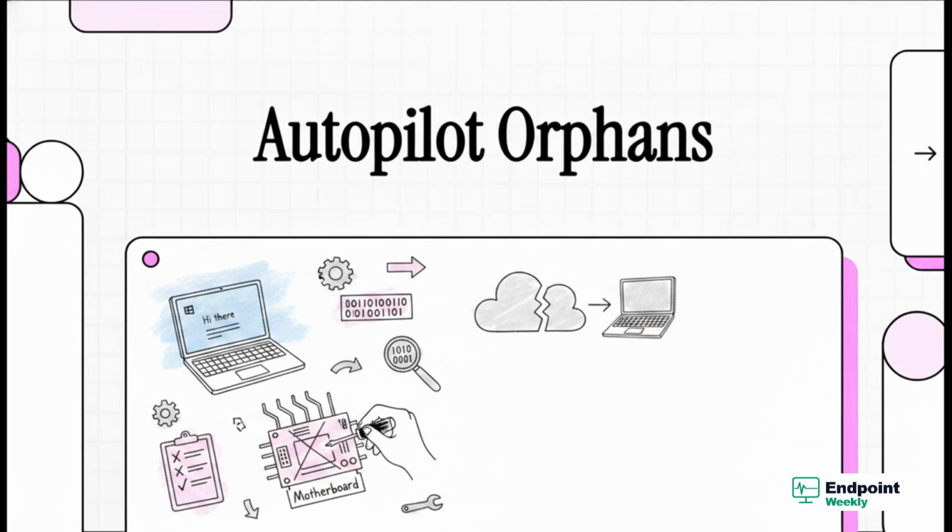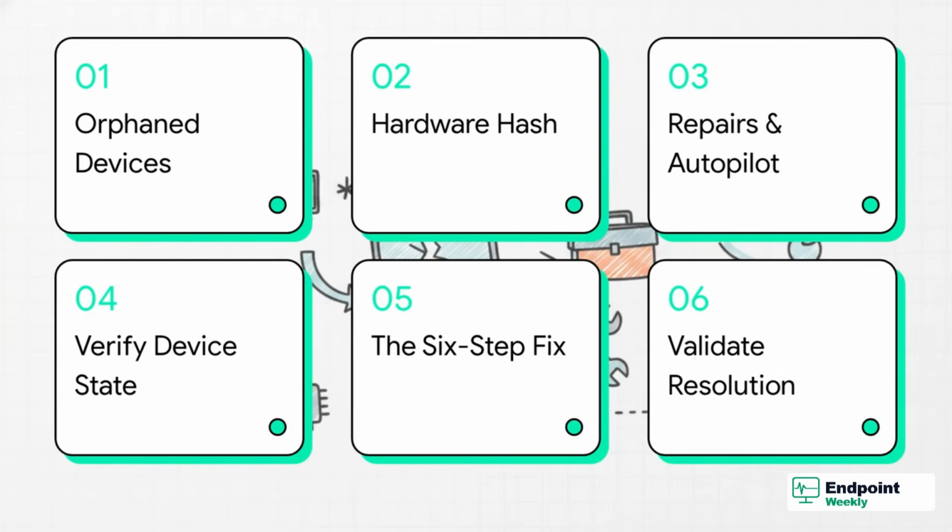Welcome to this explainer. Today, we're going deep into the back-end architecture of Windows Autopilot to figure out exactly why this happens. Consider this your premium consultant runbook. We're going to demystify the hardware hash, look at the exact registry keys and event logs that prove what's broken, and give you the absolute authoritative 6-step process to get these devices back under management. Let's get into it.